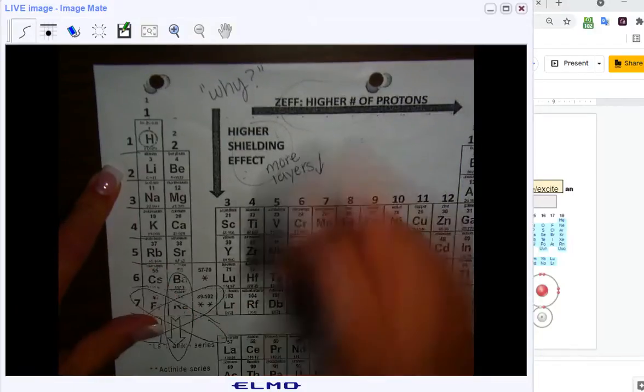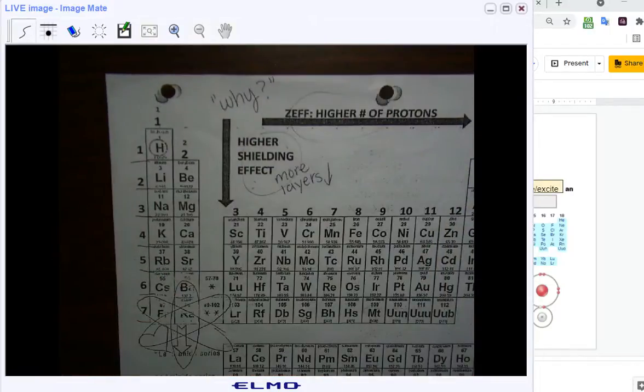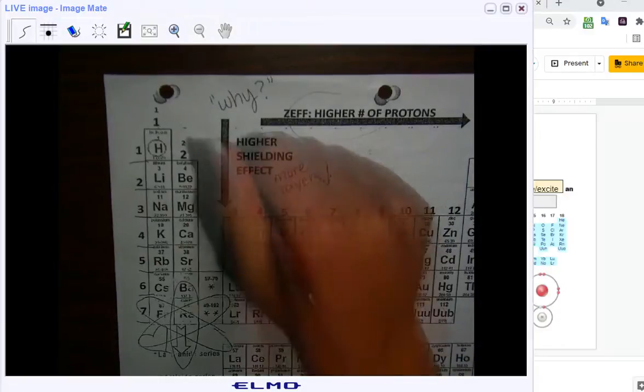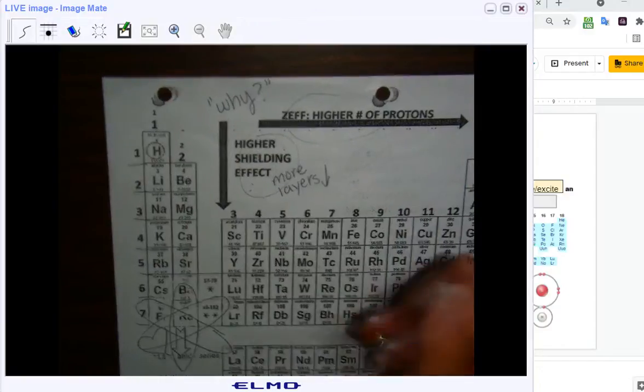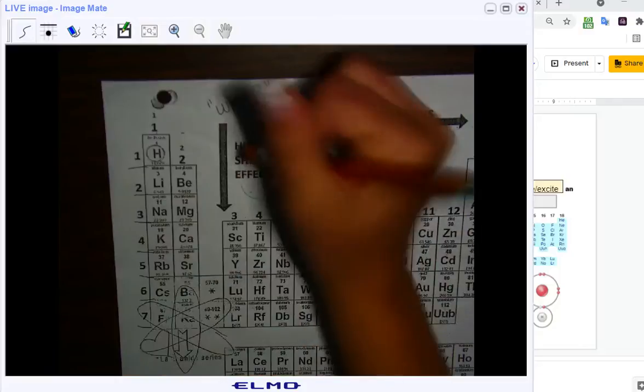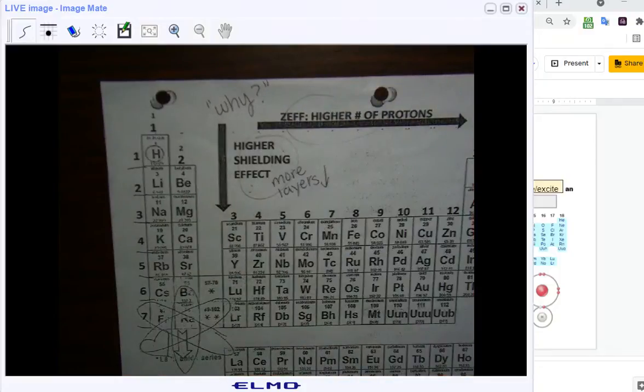So if I'm ever asking about something and they're vertical from each other, that's your answer, okay? Don't even think about it. Just look for the arrow that is going up and down. This one, more layers. There you go. And that's it. That's the answer, okay?